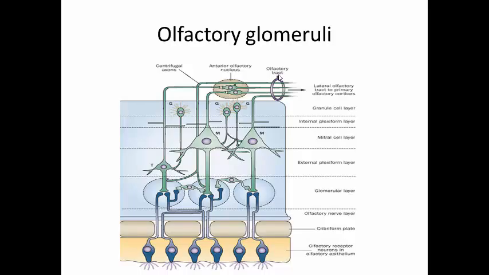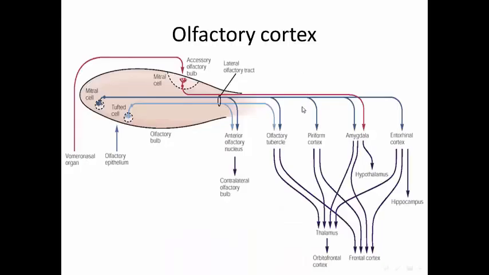The second order neuron arises from the mitral cell, and then fibers move into specific areas in the brain, like the anterior olfactory nucleus, olfactory tubercle, piriform cortex, amygdala, and entorhinal cortex. From these 5 areas we have 2 pathways. The first pathway moves to the thalamus, and from there to the orbitofrontal cortex, and this is responsible for the conscious perception of smell. This is fully developed in humans, and this is the important pathway.